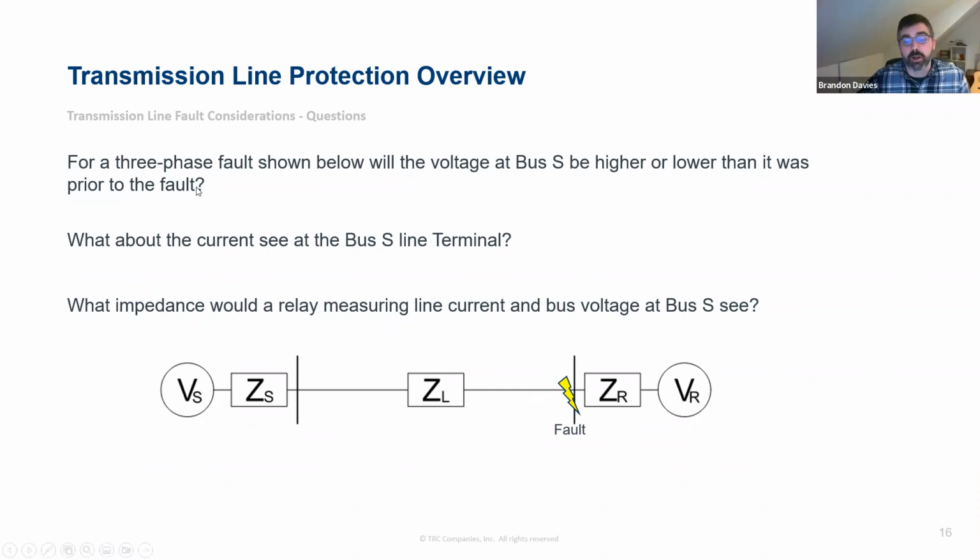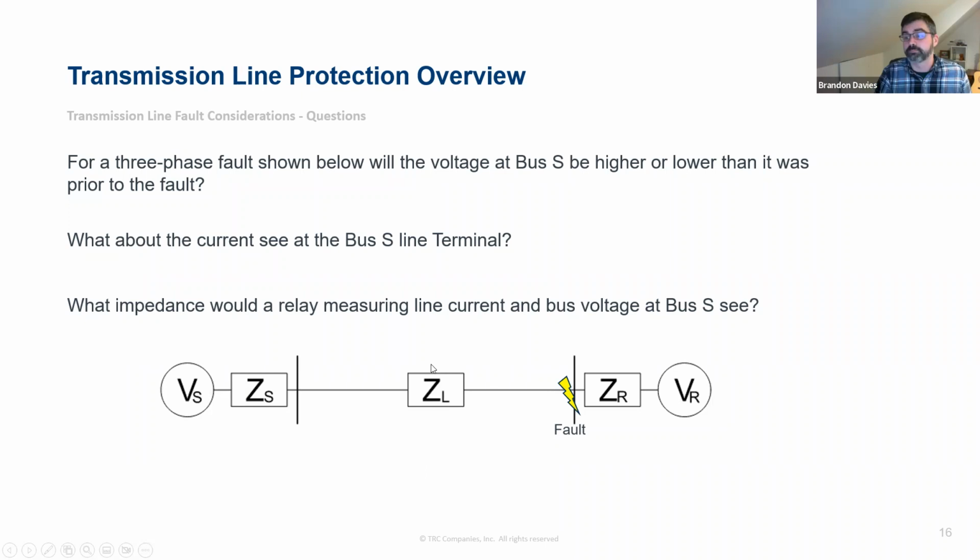Your voltage is going to drop because you've grounded out, or you've shorted out your system here, which is now going to have a voltage drop. That's going to be a voltage measurement at the bus. It's going to be determined based on a voltage divider between the source impedance and the line impedance.